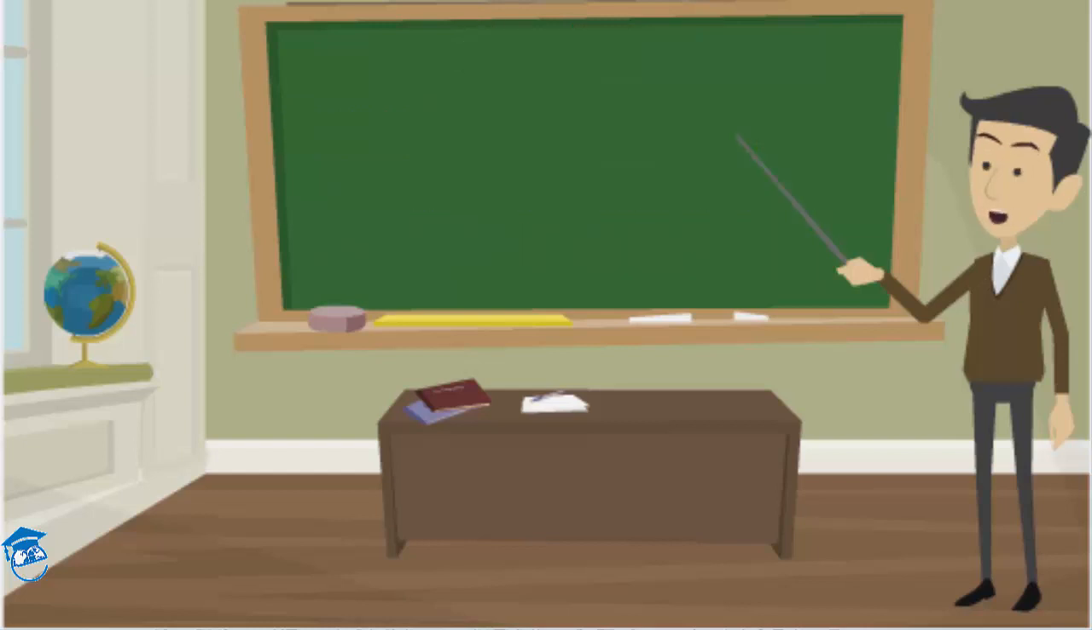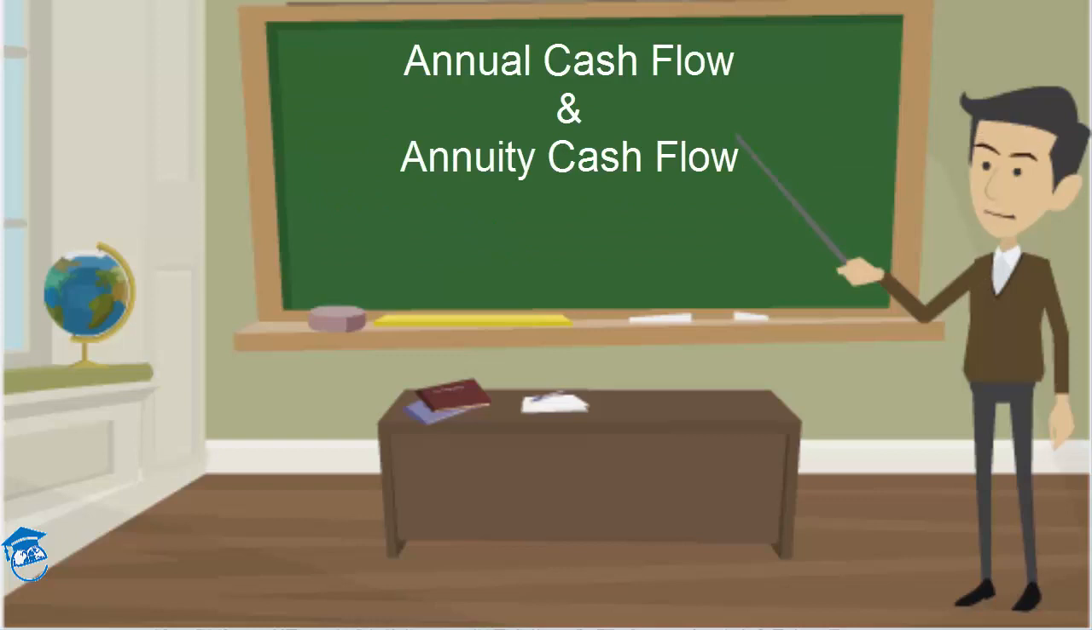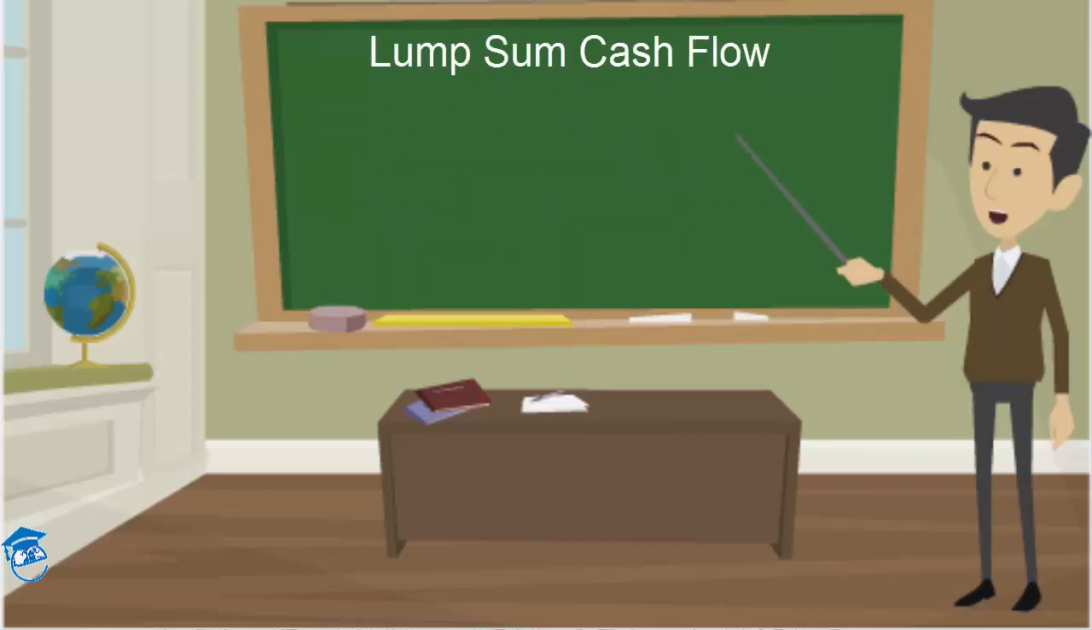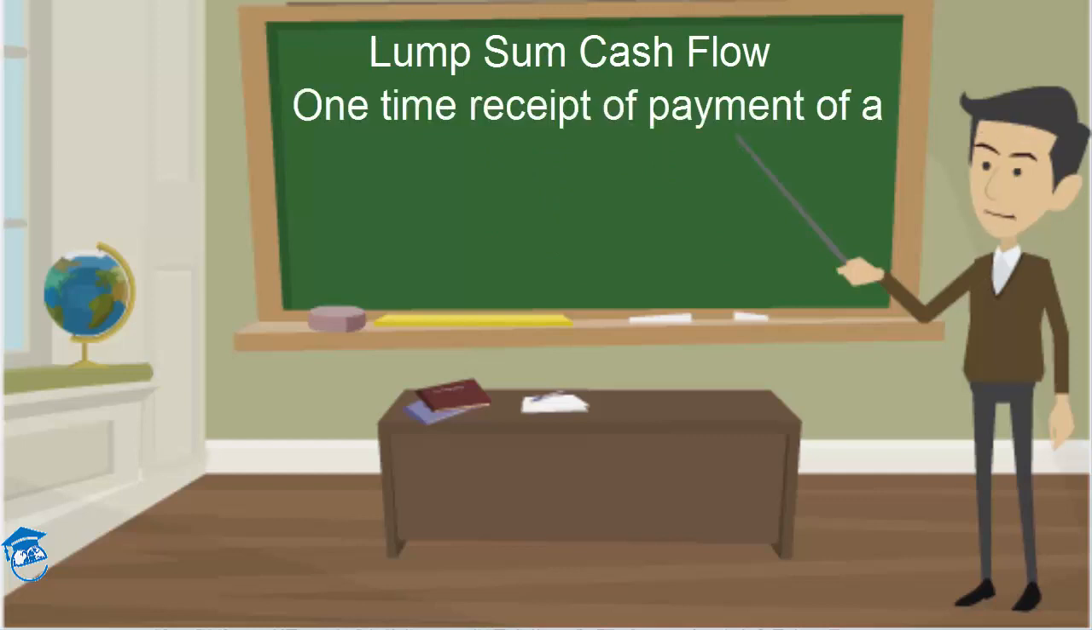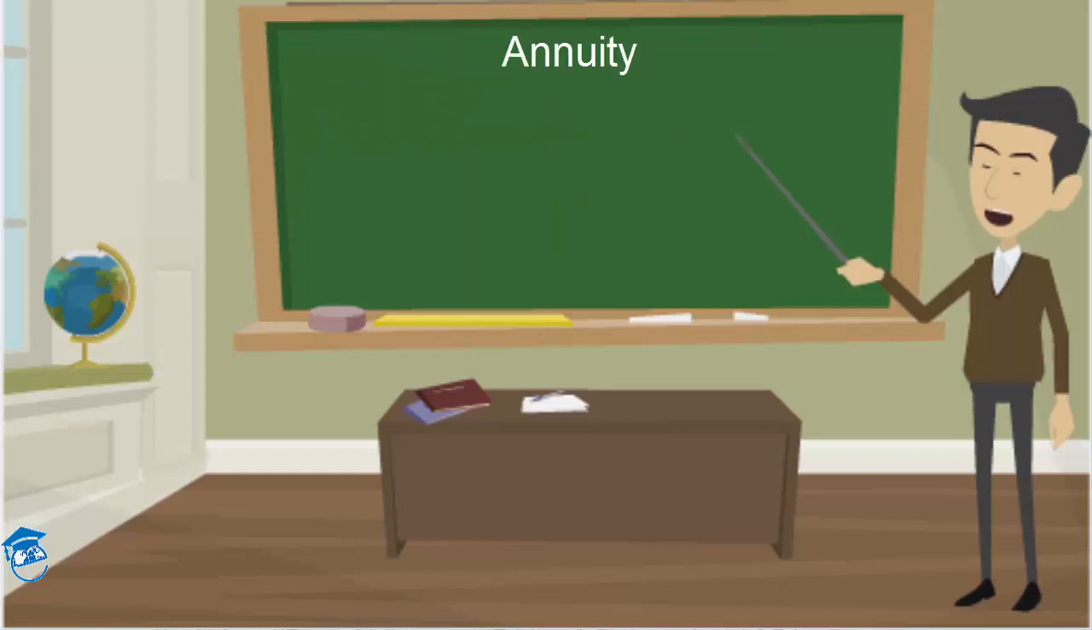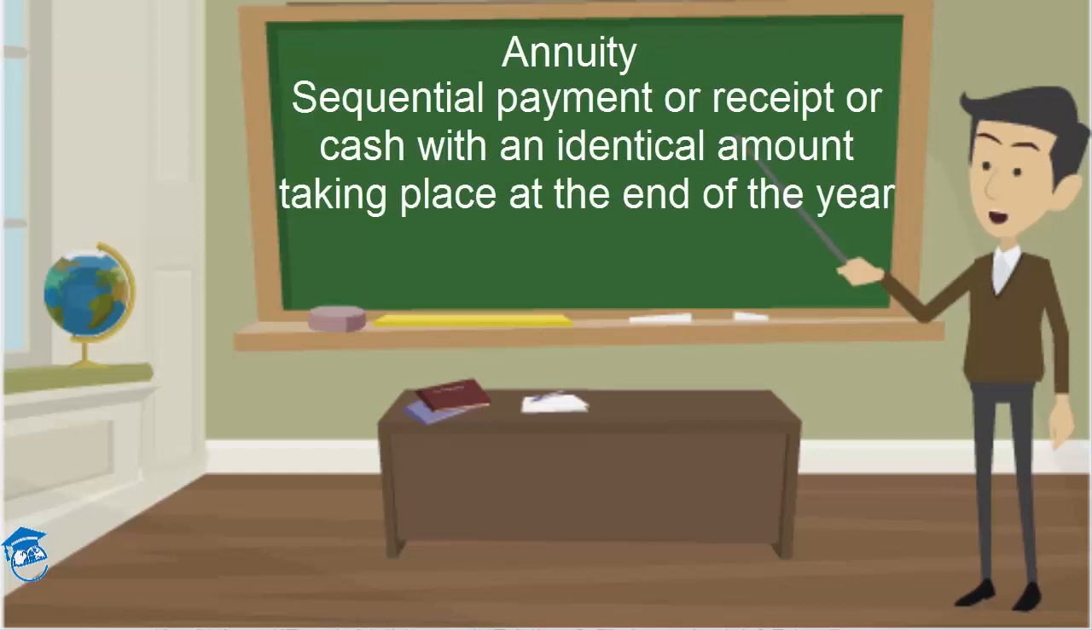So the basic difference between an annuity cash flow and a lump sum cash flow is that under the lump sum cash flow there is a one time receipt or payment of cash, while in the case of annuity there is a sequential payment or receipt of cash with an identical amount taking place at the end of the year for a stipulated number of years in future.